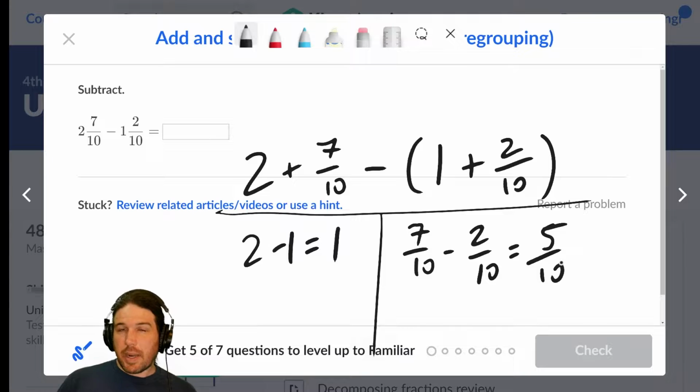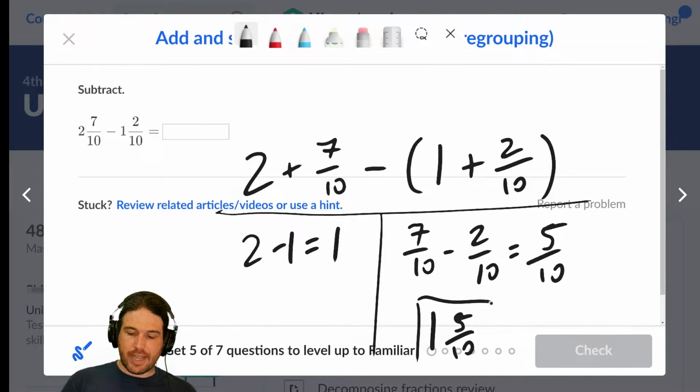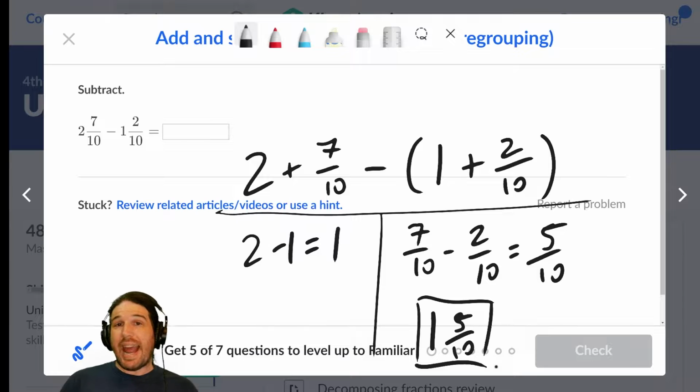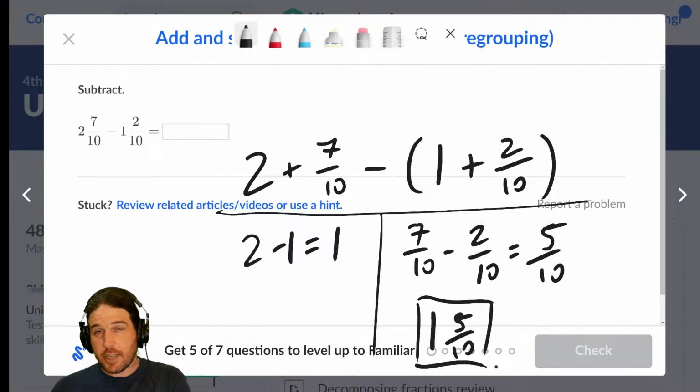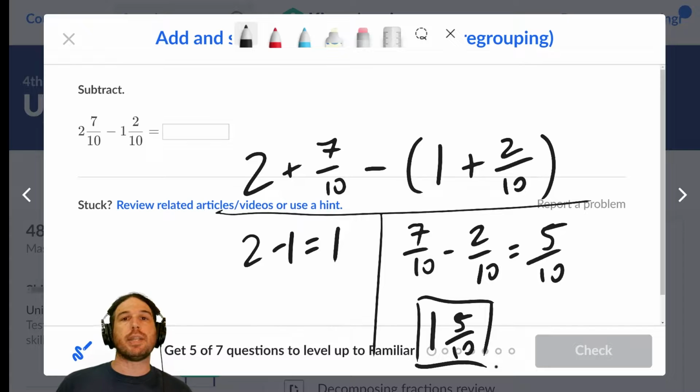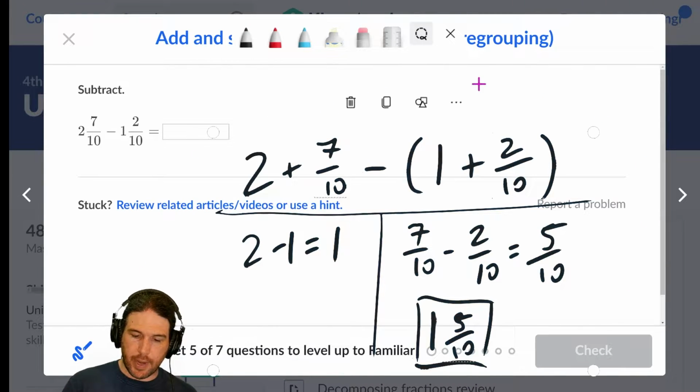So I guess this is what it meant when they said there would be no regrouping, right? The whole part is 1. The fraction part is 5/10. Our answer is 1 and 5/10. This works out perfectly so long as you don't go up above 10/10 or down below 0/10, because then you have to do regrouping, just like we did with regular ordinary addition and subtraction when we're talking about multiples of 10. 1 and 5/10 is the correct answer.